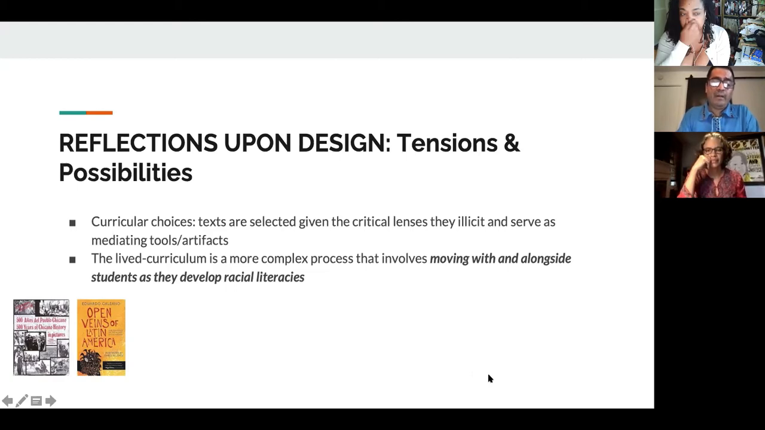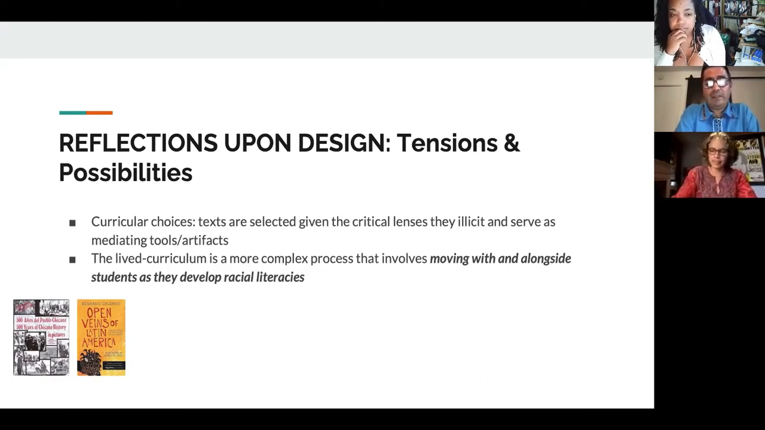The lived curriculum for me is a more complex process that involves moving with and alongside students as they develop literacies. So I don't have the space to go deep into this, but we got stuck on the third paragraph of The Open Veins of Latin America. But what we do, and what good teachers do, is we pause, and through that pause we then facilitate further learning. And it had to do with, one, the vocabulary and also the concept of development and underdevelopment. And what I did is I just scaffolded that further.